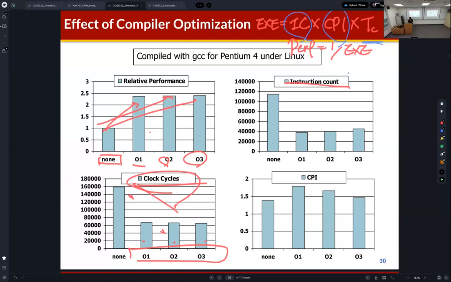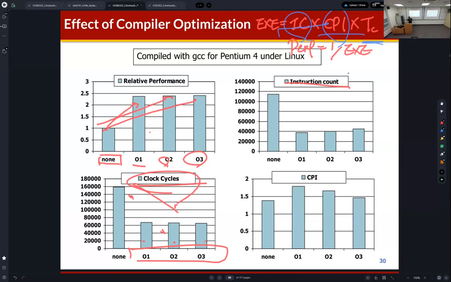So this is actually the same, because we are running software on the same hardware. So which means that the clock period is the same. But in order to analyze why the performance is improved, we need to check the instruction count and CPI, right? Because the performance is directly improved by these two factors.